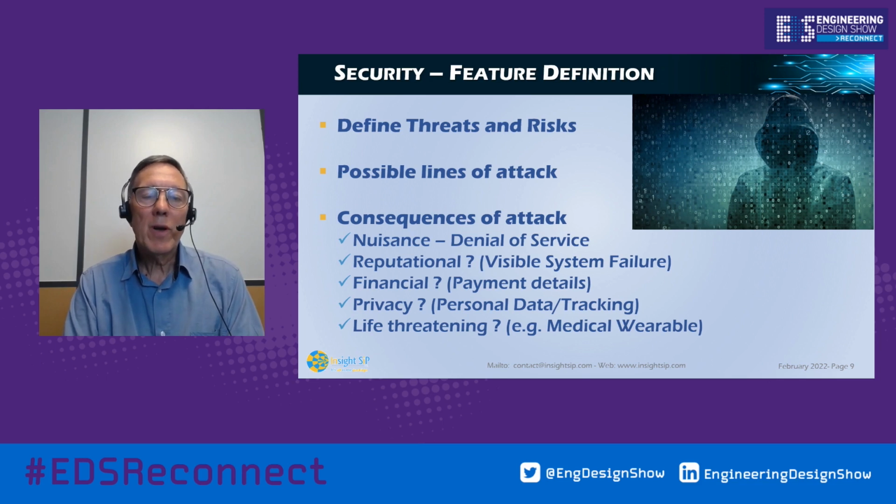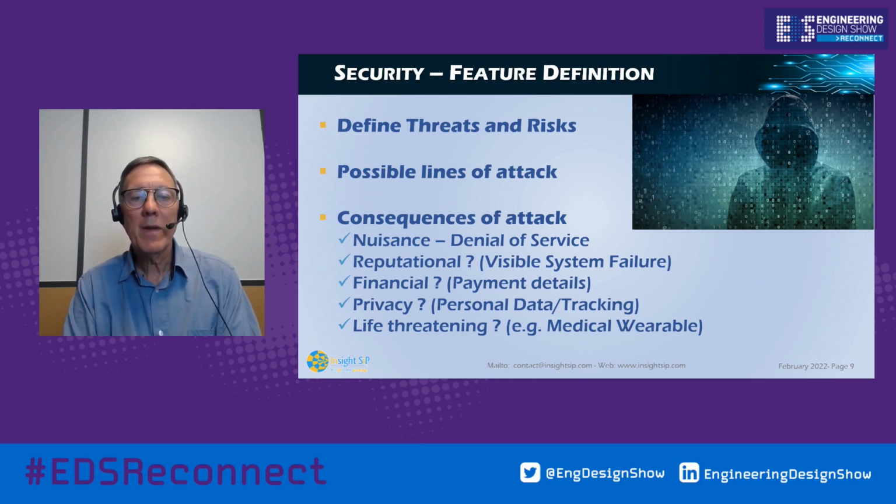There may be financial implications if you're transmitting payment details or other things over the internet from your device. There may be privacy implications. You may be tracking people that you shouldn't be tracking. You may want to try and anonymize things to prevent that. And in the worst case, it can be life-threatening. And I'm going to show you a couple of examples of people who have shown that with certain medical devices, it's possible to attack them. And given the type of device, this could be something that leads to a fatal conclusion.